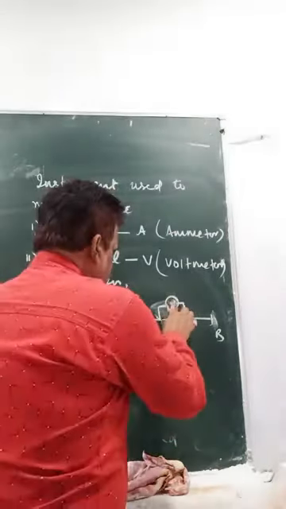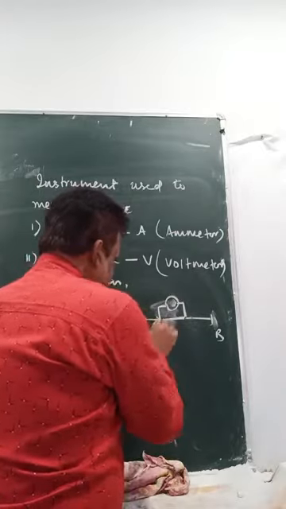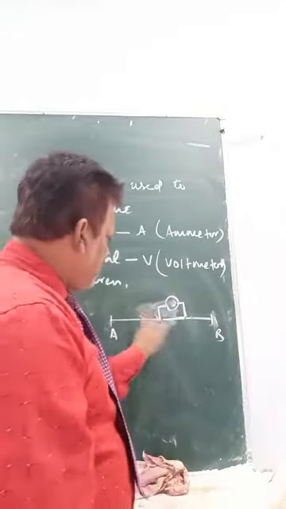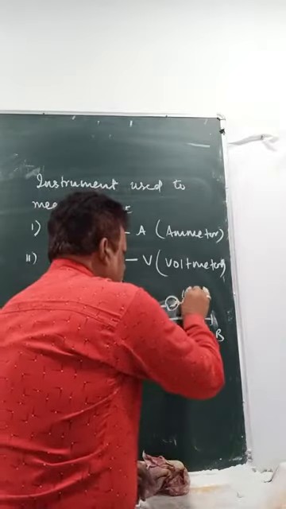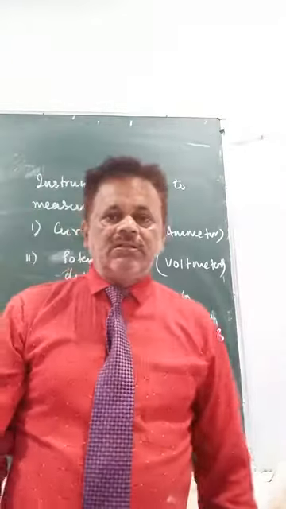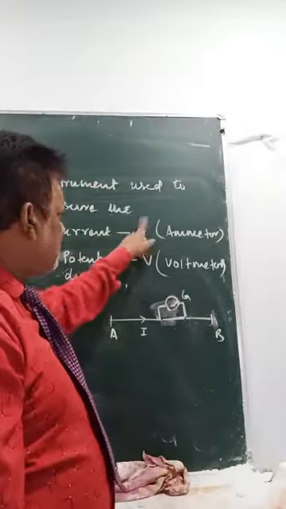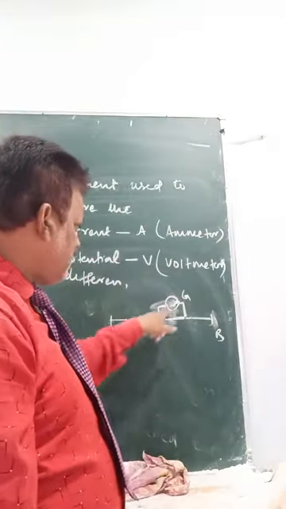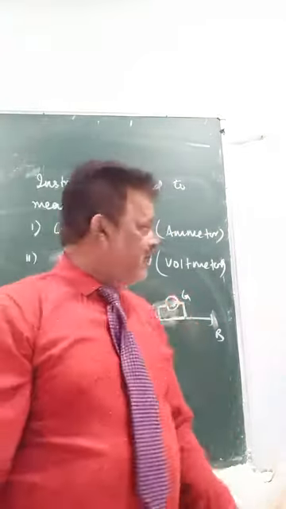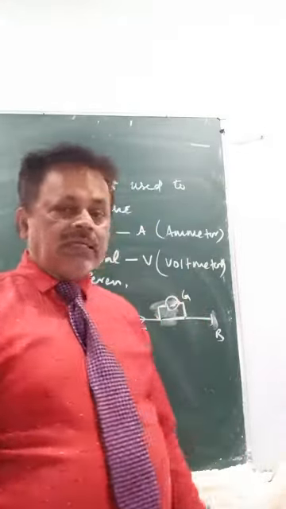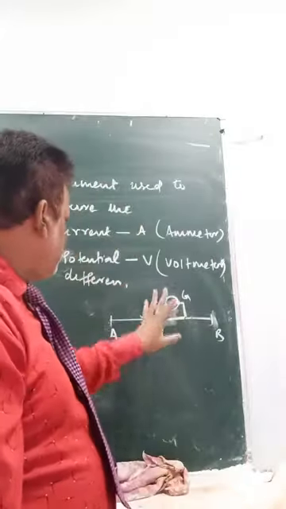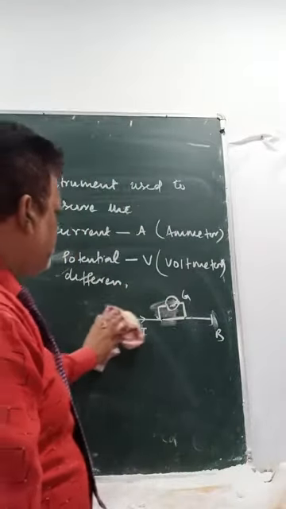But if I want to know whether the current is flowing or not, not measuring the current, then the instrument used is called a galvanometer. When you enter your physics lab, you will see how the ammeter, the voltmeter and the galvanometer look. Unless you see it practically, you cannot understand. But anyhow, you should know what a galvanometer is.